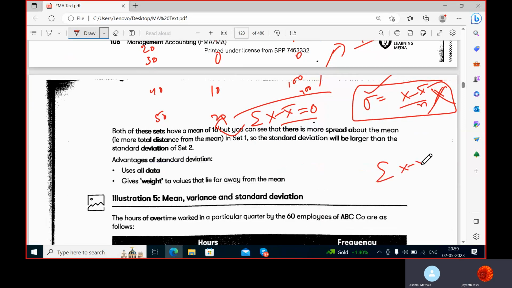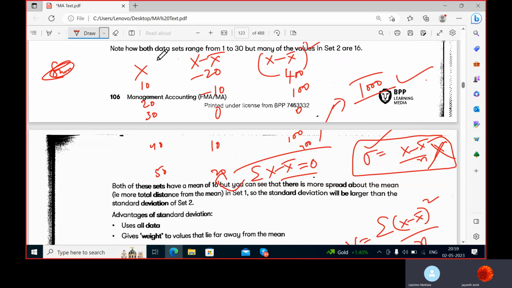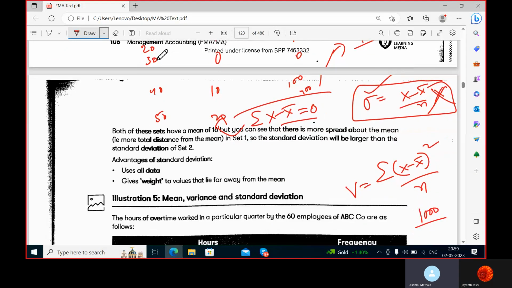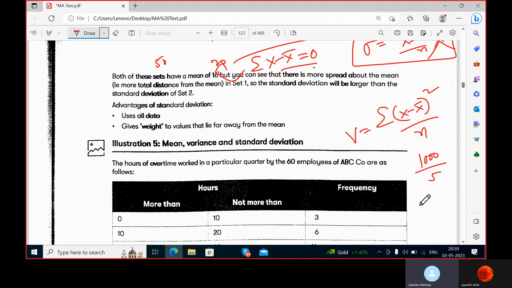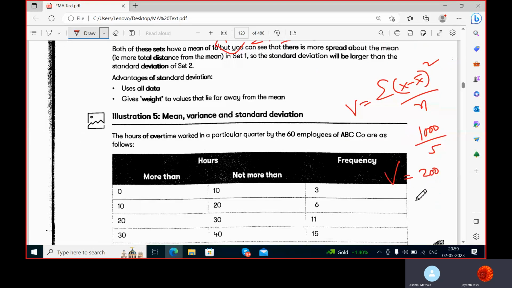Sigma x minus x bar the whole square, the sum of the squares of deviation divided by n, will give me the variance. So 1000 divided by the number of terms, which is 5. So 1000 by 5 is how much, Hamsika? 200, correct? So this is my variance. Now, if I want to find the standard deviation, I need to take the root of 200. That will give me the standard deviation.